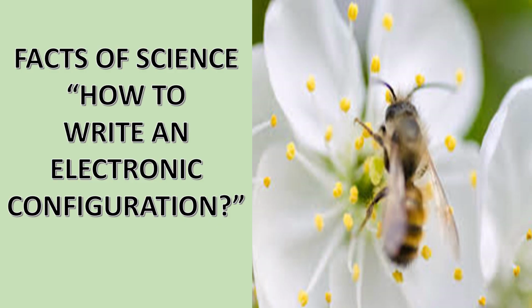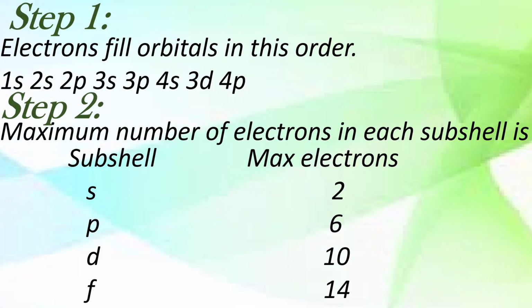Friends, in this video, I will tell you how to write an electronic configuration, and how electrons are revolving around orbits and orbitals. For the electrons to be filled in orbitals, there are three steps.